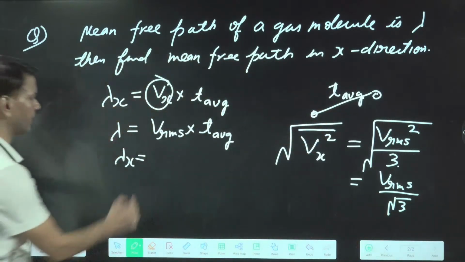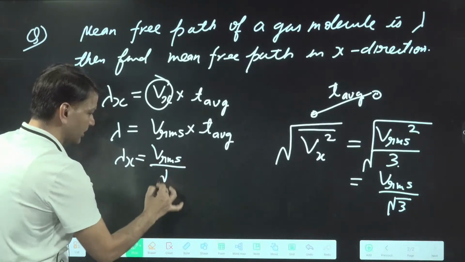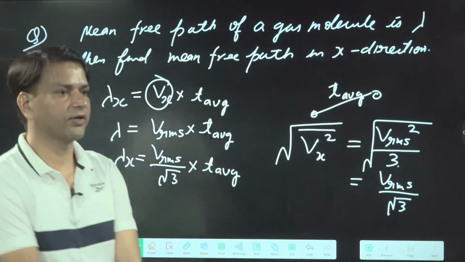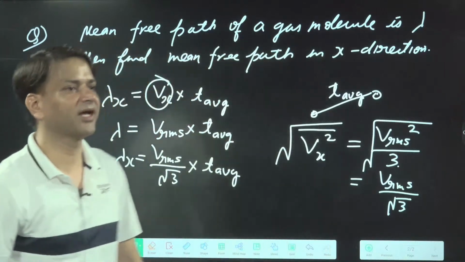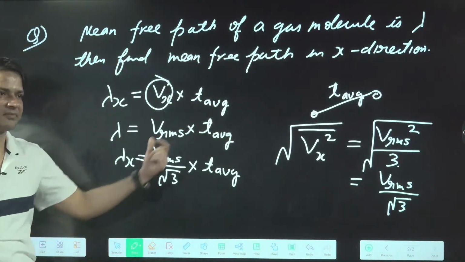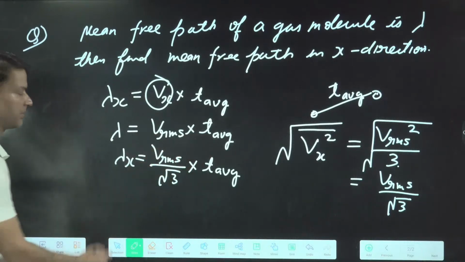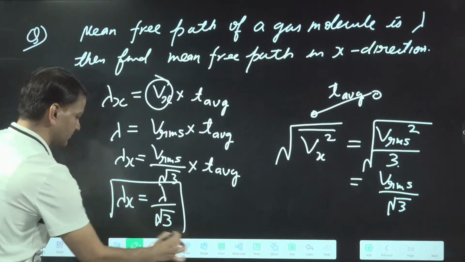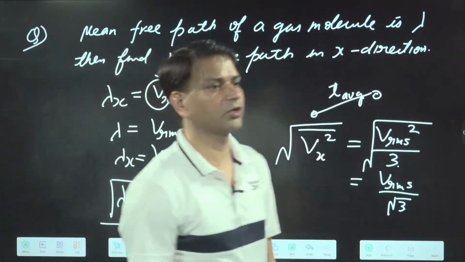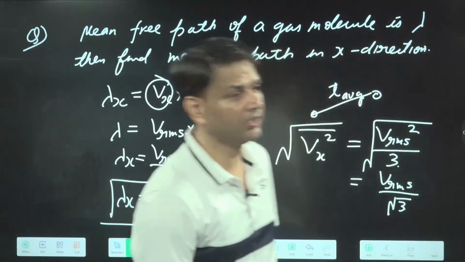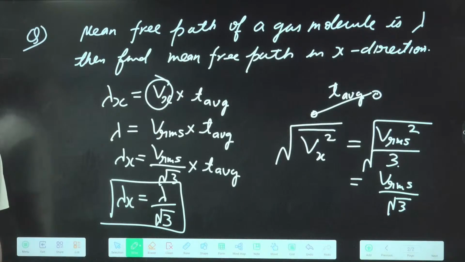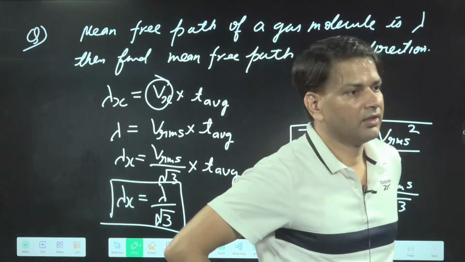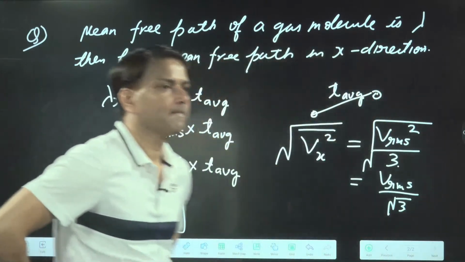Now this Vx, you will put Vrms by root 3 into T average. Now you can say what is lambda x? Vrms into T average is lambda. So lambda x you will get lambda by root 3. Similarly for the y direction or the z direction, we can say lambda x is lambda by root 3. Getting my point or not? Okay.